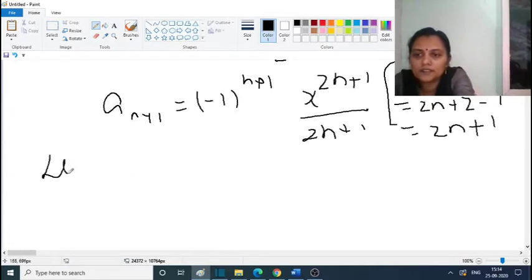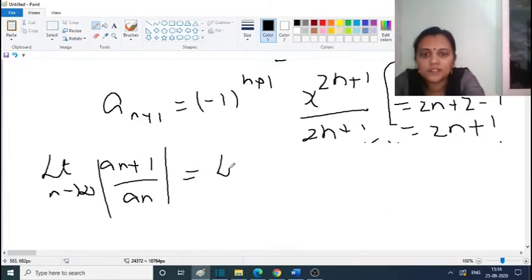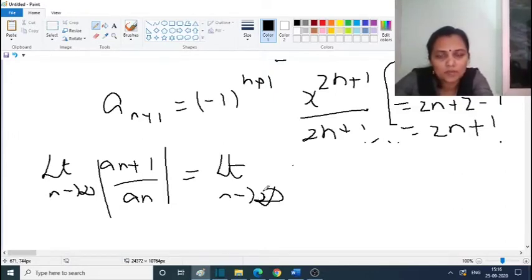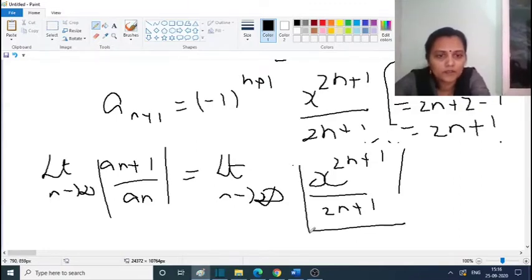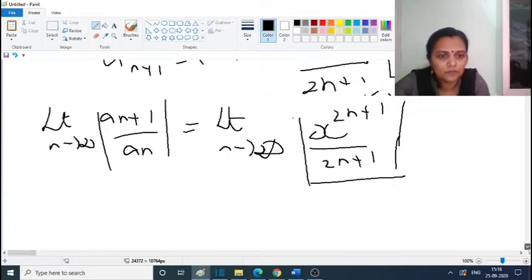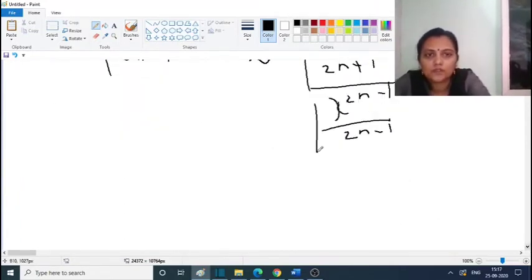So consider the limit n tends to infinity, modulus of a_(n+1) by a_n. We can leave the minus 1 raised to n minus 1 and n plus 1 terms, since we take the modulus. So this becomes x raised to 2n plus 1 by 2n plus 1, this modulus, divided by x raised to 2n minus 1 by 2n minus 1.